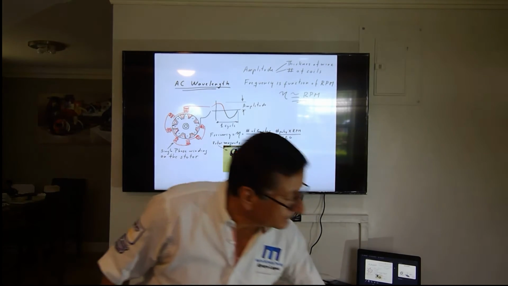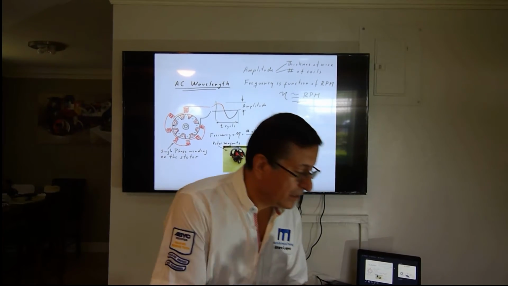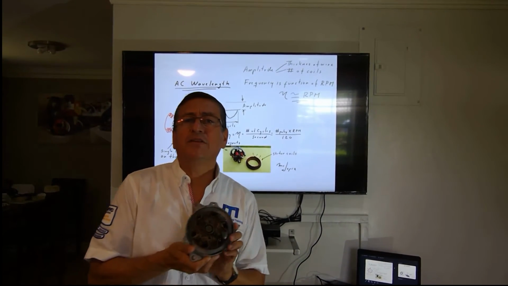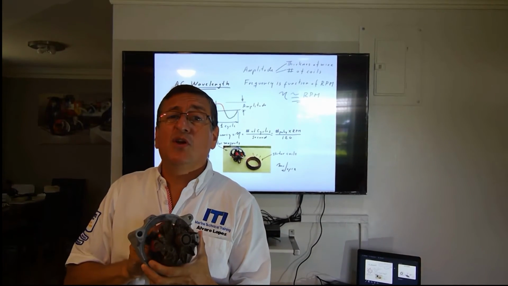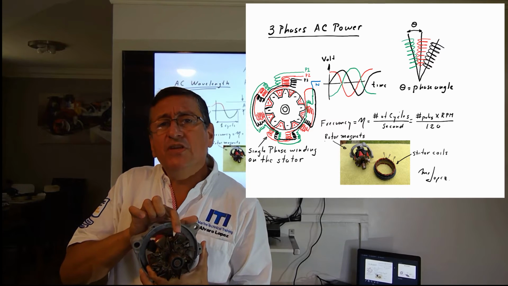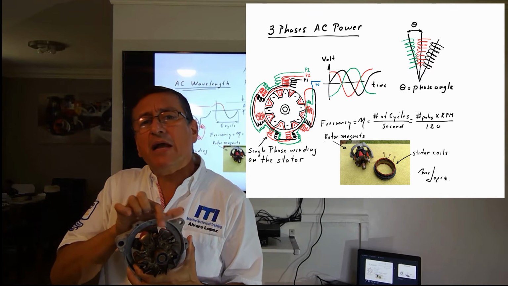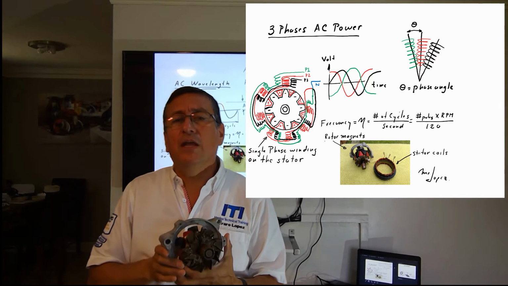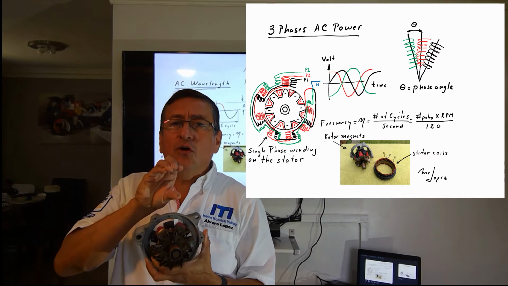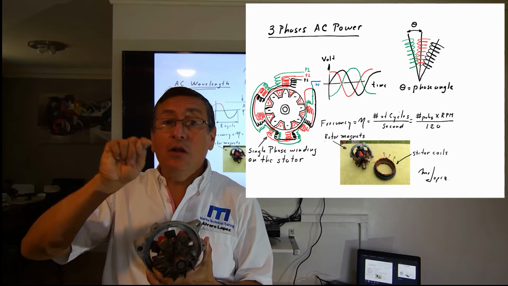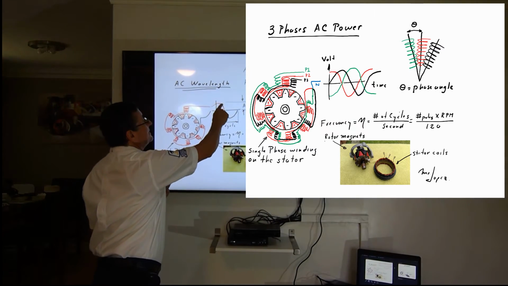Okay, what happens when the rotor of the generator is spinning? This is basically a generator. When one positive and one negative magnet is in front of the coil, one cycle like this is produced.